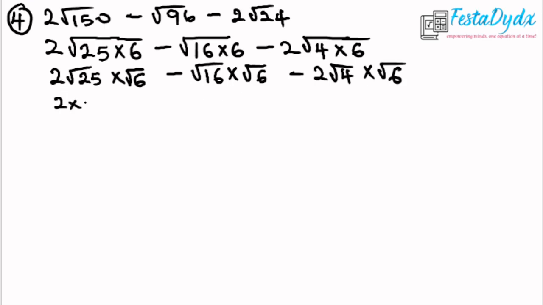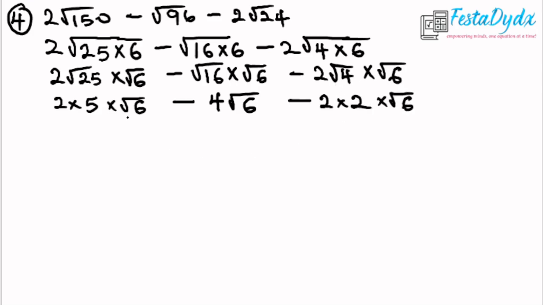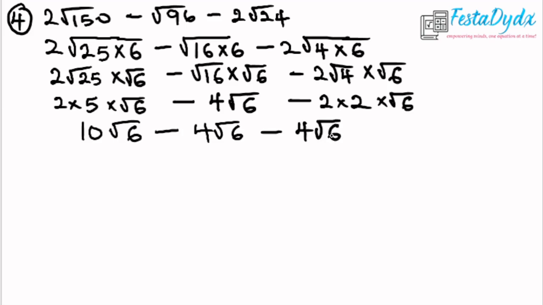So now we have to look for the square root of the perfect squares. 2 times, what's the square root of 25? It is 5. Then we'll have times root 6 minus the square root of 16 is 4, then root 6 minus 2 times the square root of 4 is 2, then times our root 6. 2 times 5 gives us 10, then root 6 minus 4 root 6, and then 2 times 2 gives us 4, 4 times our root 6 is 4 root 6.